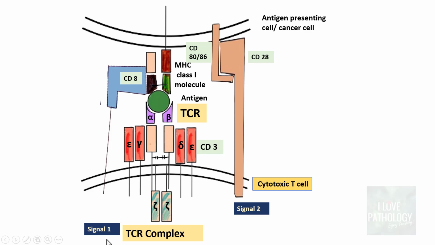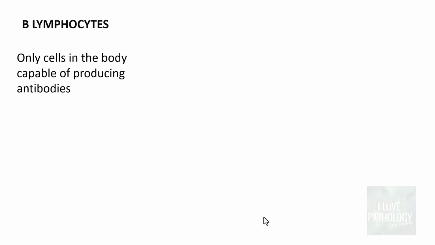See, the concept of understanding signal 1 and signal 2 is that if you have both these signals, it ensures that T cells are properly activated to respond to specific antigens. That's the importance of knowing two kinds of signals. Now let's move on to understand the B lymphocytes.